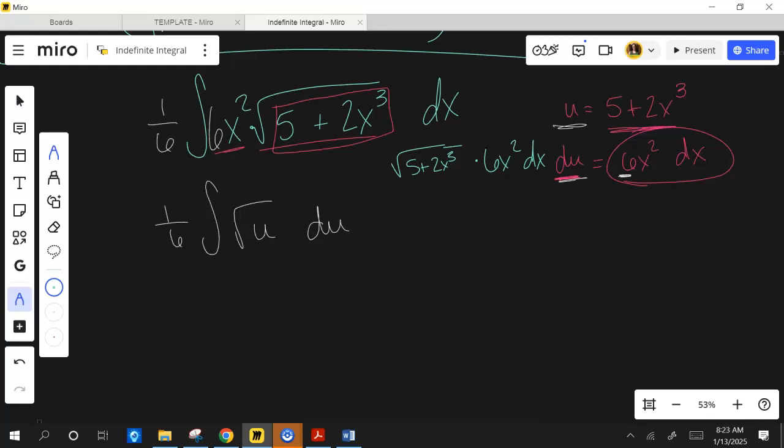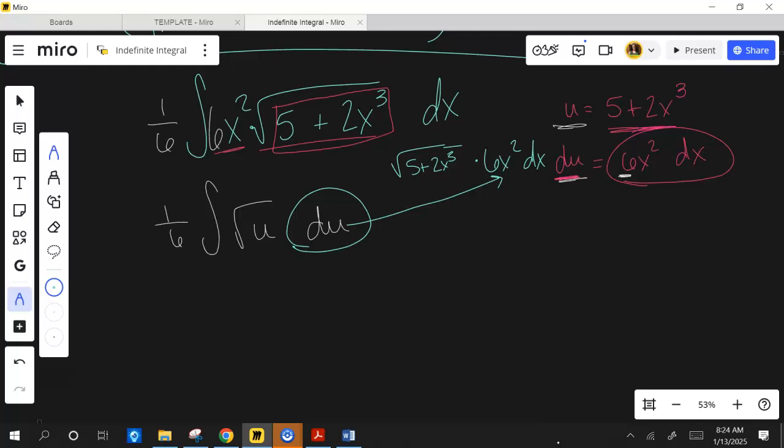Can everybody see what I subbed and where? What does du equal? So I replaced the 6x squared dx with du. I'm subbing it out is what I'm doing.